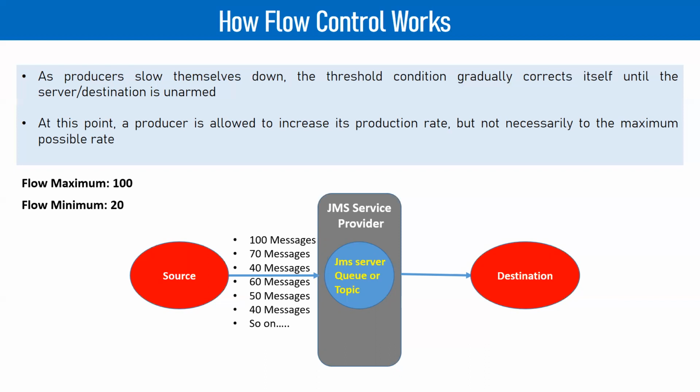If your destination is still in the armed condition, it will try to reduce the messages. And if your destination is unarmed, that means it is able to consume the messages, then your producer application's flow control will try to increase the messages gradually. This is how flow control works in the JMS server. And as I said, your JMS flow count completely depends on the condition of your destination, which could be armed or unarmed.